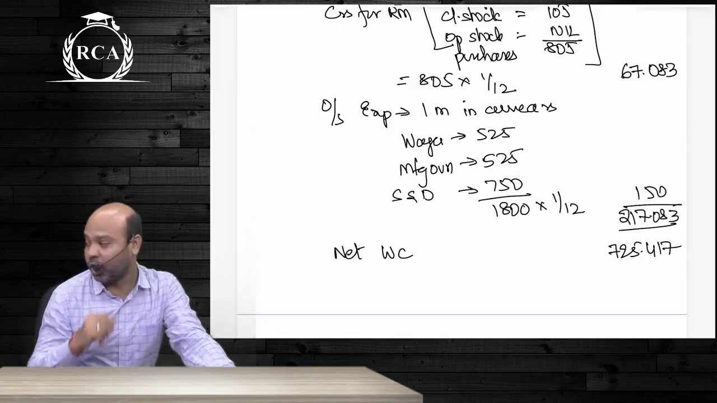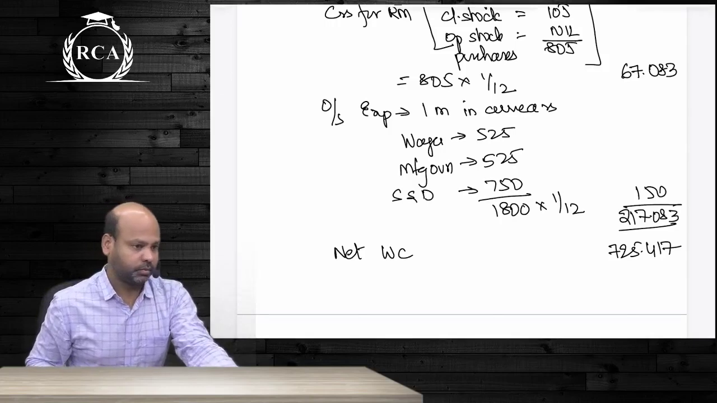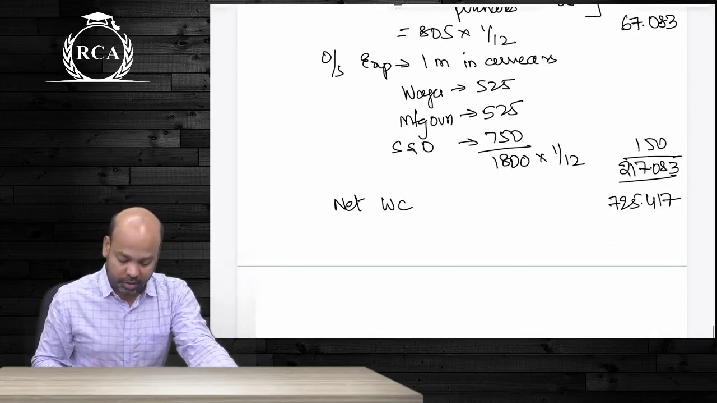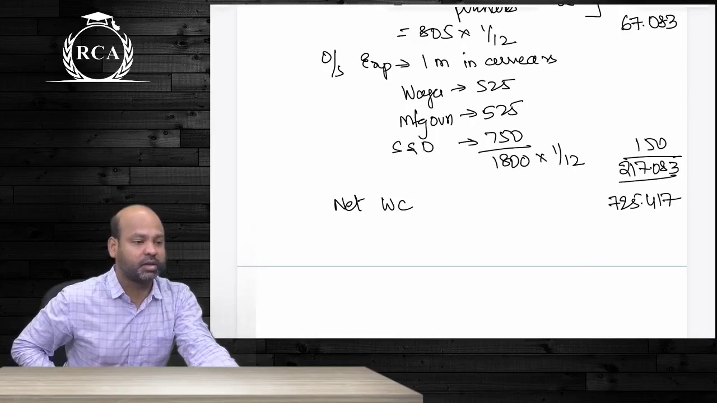Yes, guys, are we all done with this? Did you all get the amount of working capital, guys? 725.417.